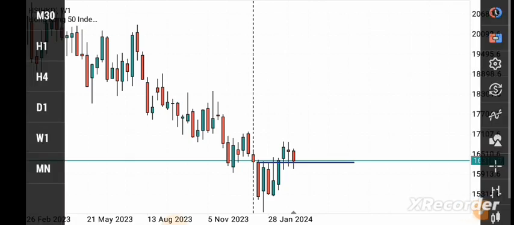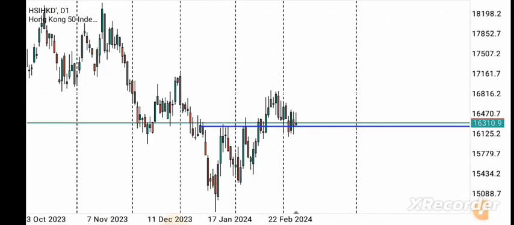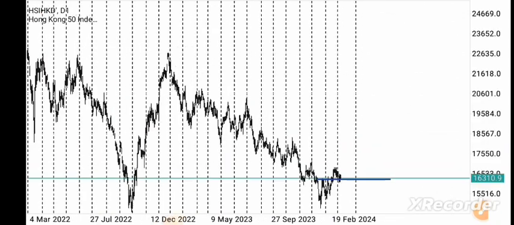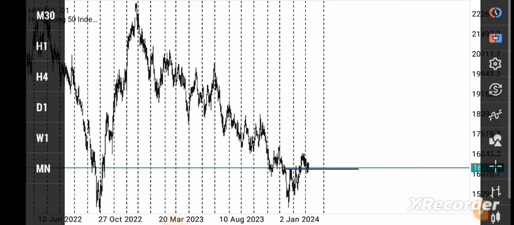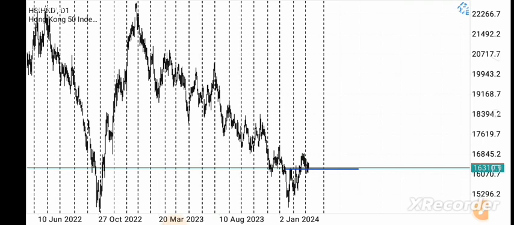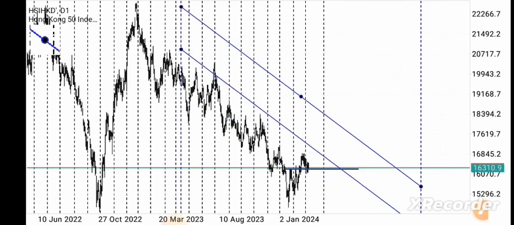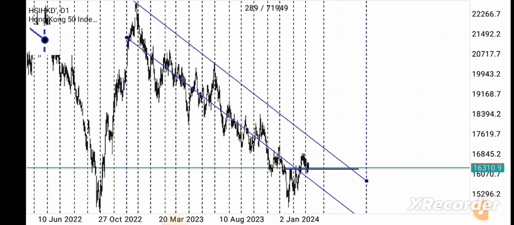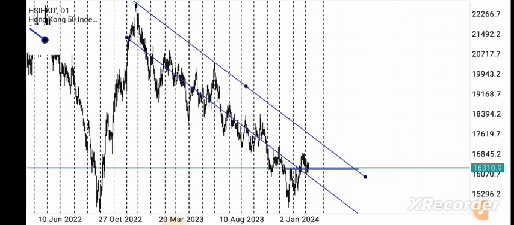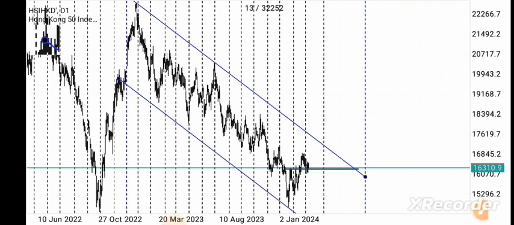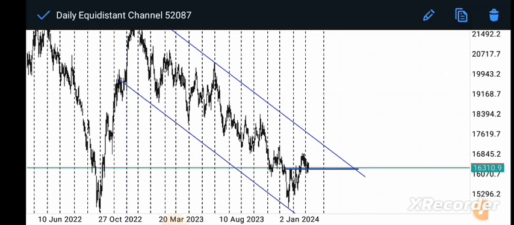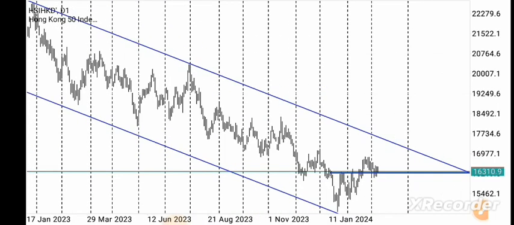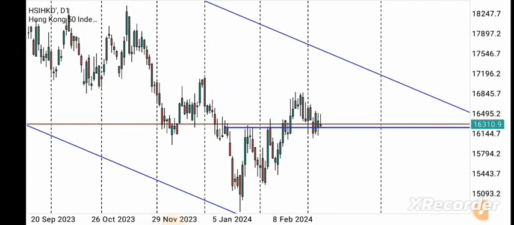So what I will do is head down to the daily chart, and here we are on the daily chart. Let's have a look. I'm just going to start off by adding my daily channel. Just bear with me. I would add my daily channel more or less in this manner. There goes our daily channel, and there we go.